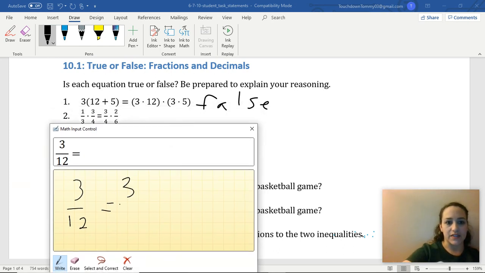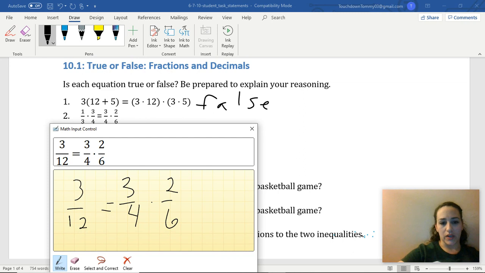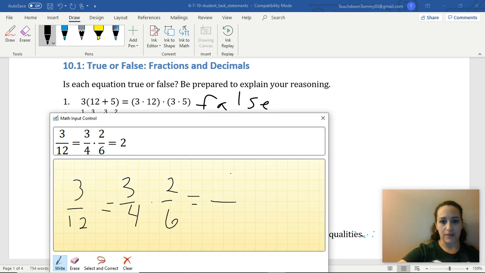Well, the right side of this equation is 3/4 times 2/6. Well, here again, when it comes to multiplication, it's easy as pie, straight across the tops. So across the top, 3 times 2 is 6. And bottoms, so 4 times 6 across the bottoms. 4 times 6 is 24. And you've got it, high five.